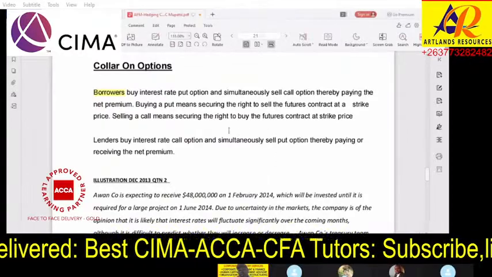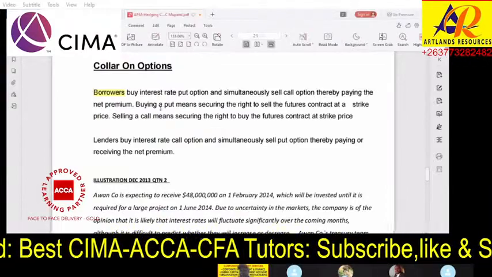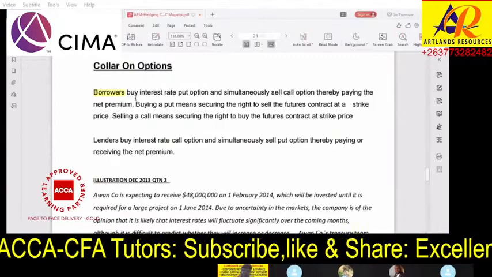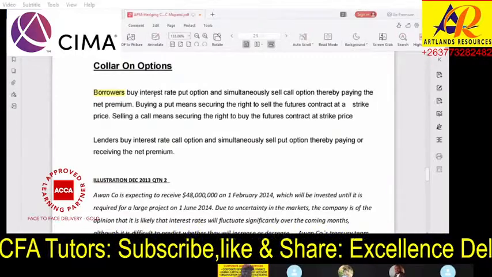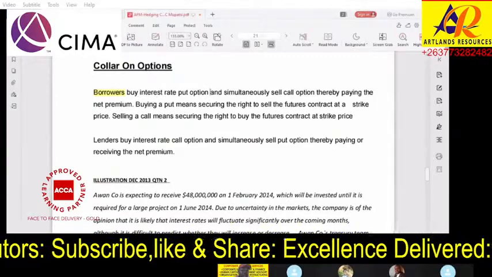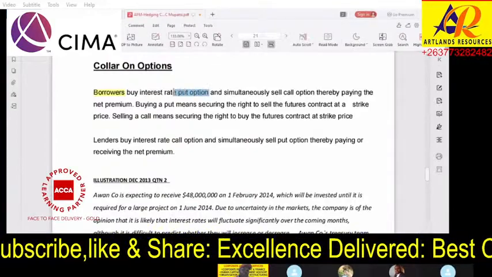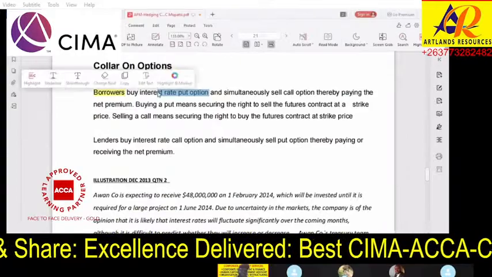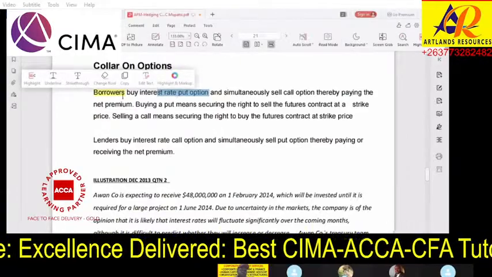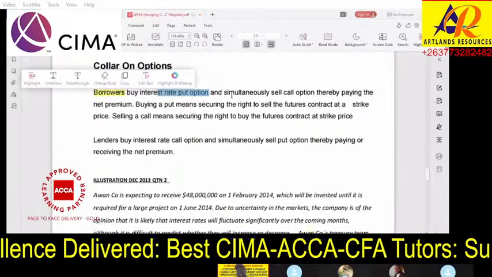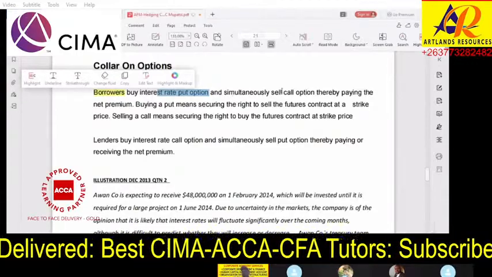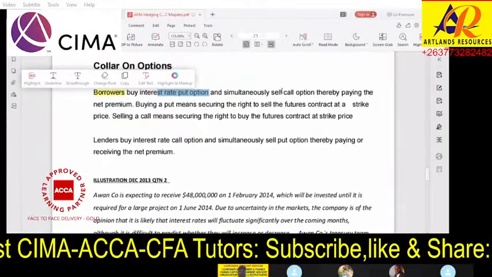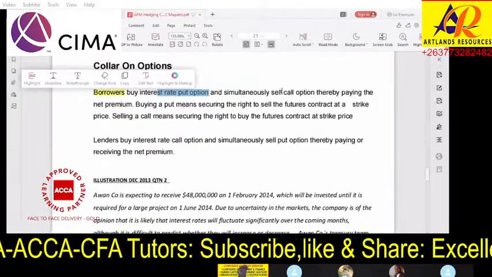You will notice in that video I was also coming to this very same point over and over. If you are a borrower, borrowers always start by buying an interest rate put. You know that a borrower sells to receive. You sell to receive, so it's a put option. So borrowers buy an interest rate put option and simultaneously sell a call option, because there is a collar which they are using, thereby paying a net premium.